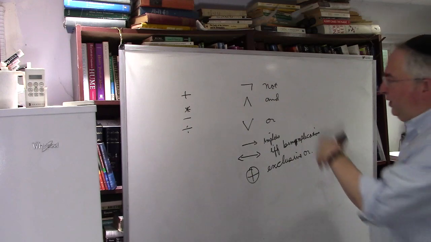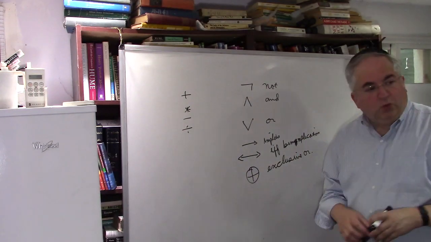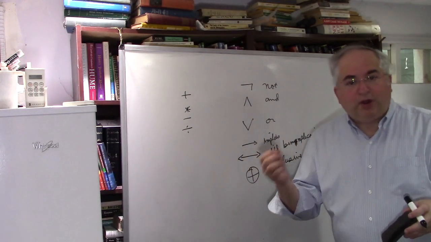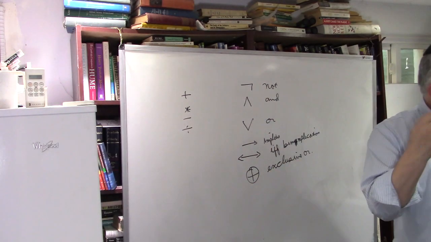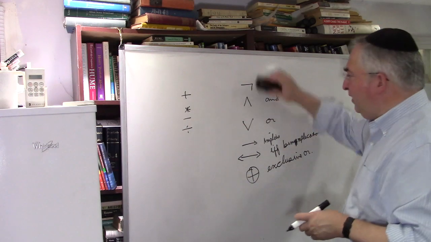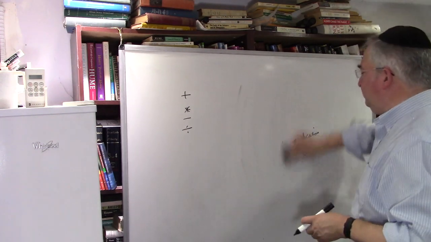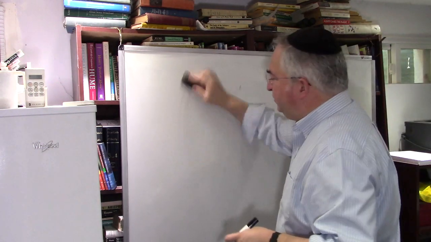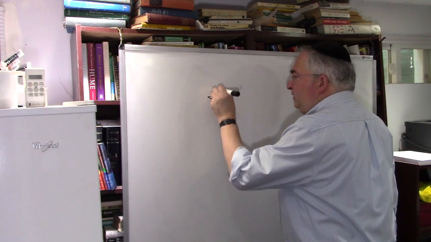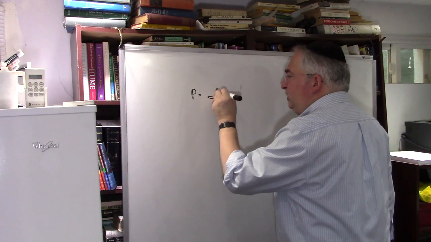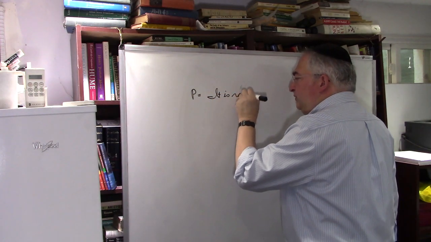Again, what do these things do? They take propositions and then they do things with them, and then they get other things. So the and and the or I assume you've seen. So let's just go through them very quickly. If P is the proposition, it is raining outside.